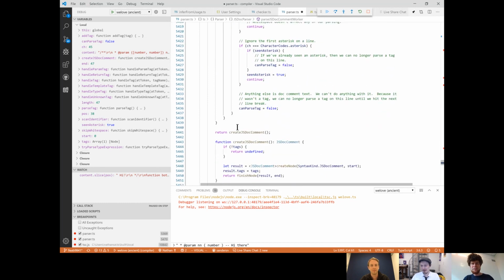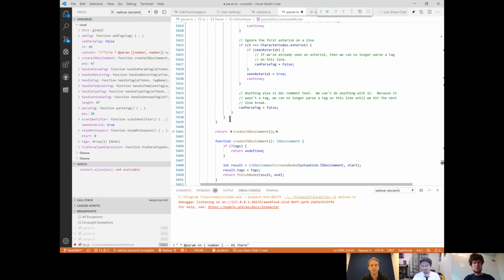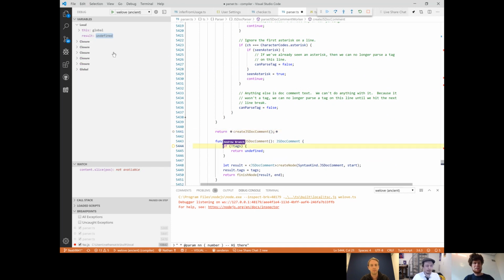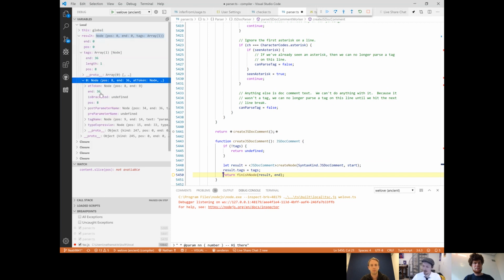Maybe hit a breakpoint at the bottom. Yeah. I'll pop out. I'll see if I can hit that breakpoint. Yeah. Okay. So let's just jump in and see. So we create the JSDoc comment. That's sort of the parent of the whole thing. Oh, that's not what I wanted. So you can see that the structure we've created has post parameter name, tag name, and so on and so on.